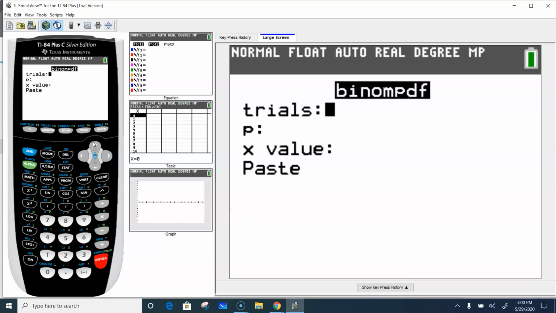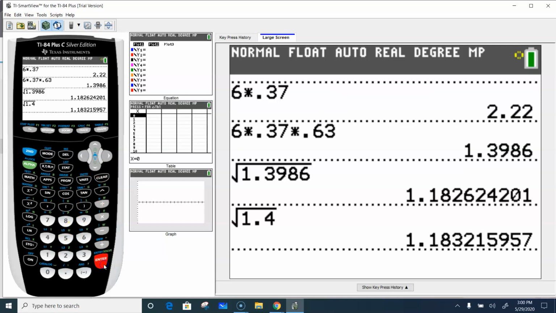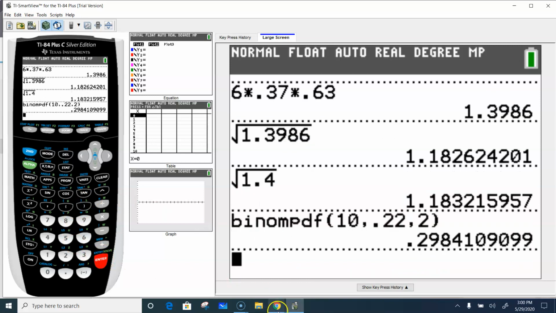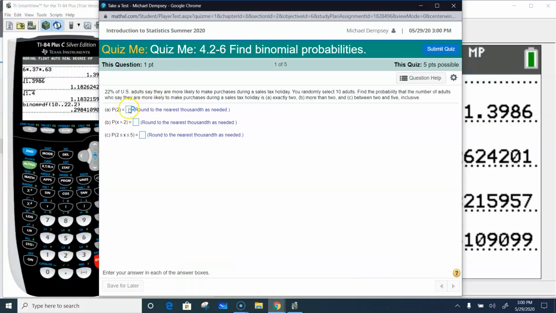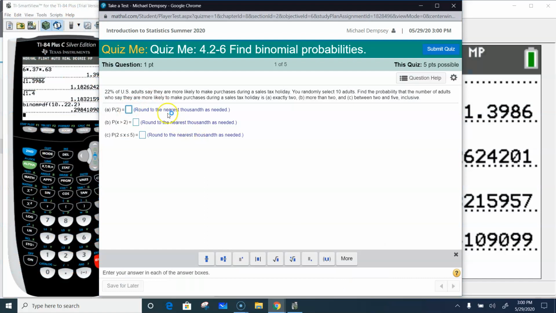And here it is. So our number of trials is 10. The probability of success was 0.22, and we wanted to have exactly 2 successes. So again, if you didn't get the screen like I did, it goes n, comma, p, which is 0.22, comma, 2. And we get 0.298. Nearest thousandths. So 0.298, 3 decimal places will do there. Okay. Now, greater than 2.